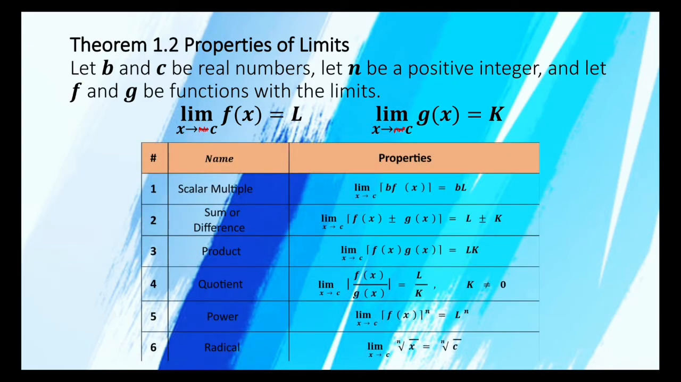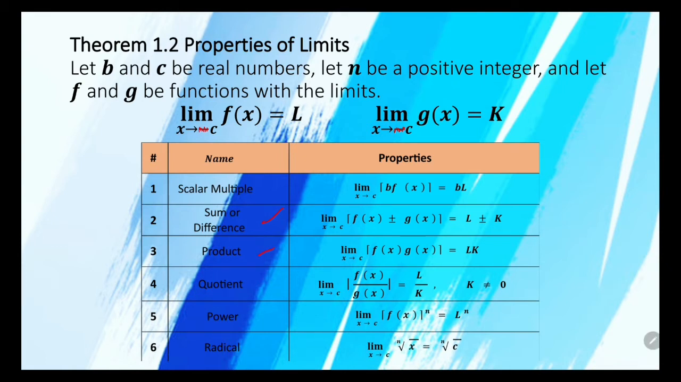So, these are the limits. First is the scalar multiple. If you have a scalar number or a constant number, you can multiply it after you find the limit. For the sum and difference, if the operation is addition or subtraction, you can find the limit of the first term, plus or minus the limit of the second term.